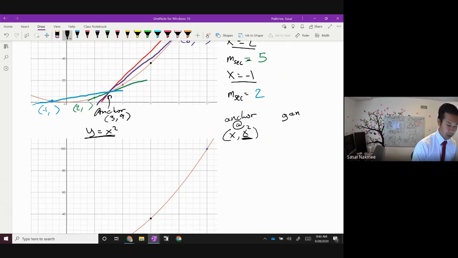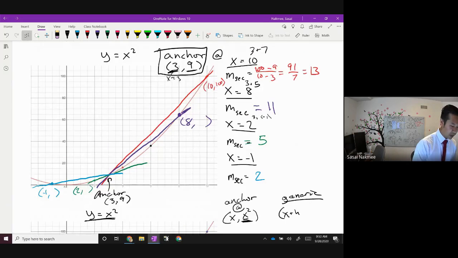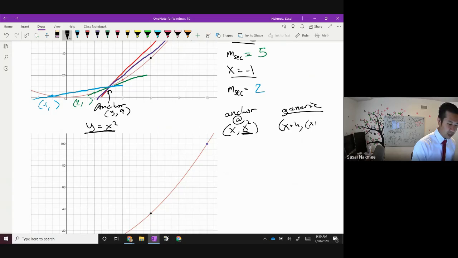And my generic point is going to be whatever my anchor point is, which is x, and I'm going to just add some random h value to it. So to get, for example, that 10, it was just 3 plus 7. For any generic value, I'm just going to say I'm adding some random number h to it. If that's the case, then the y value would be that same thing, x plus h, but now squared.